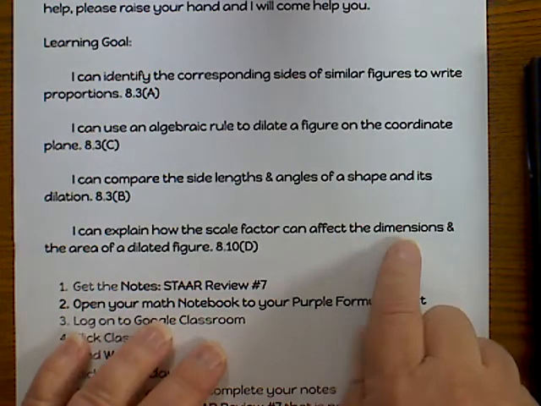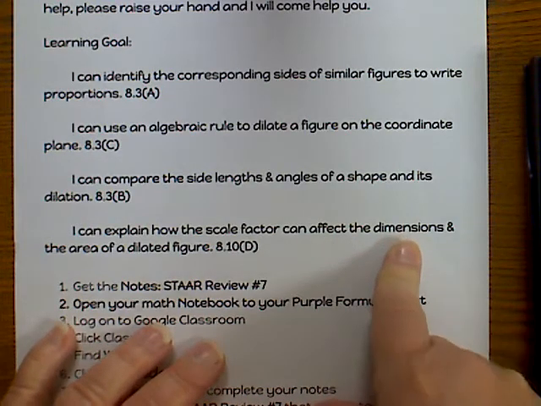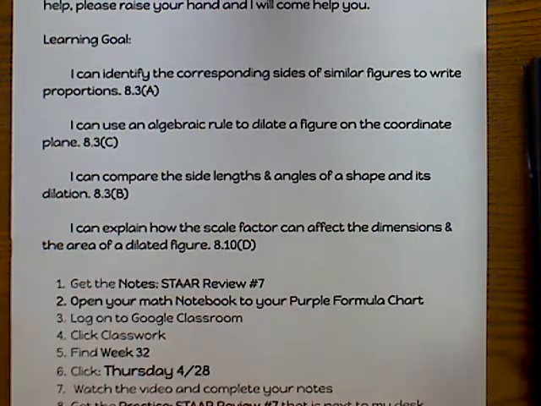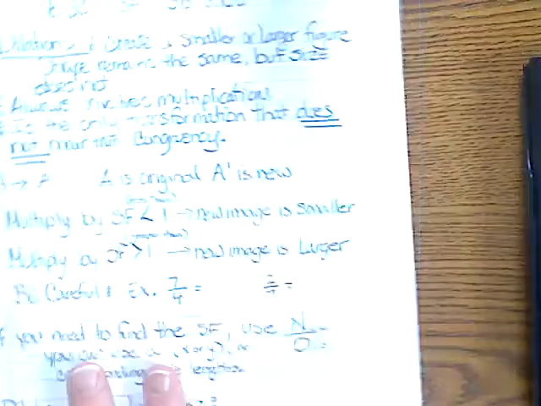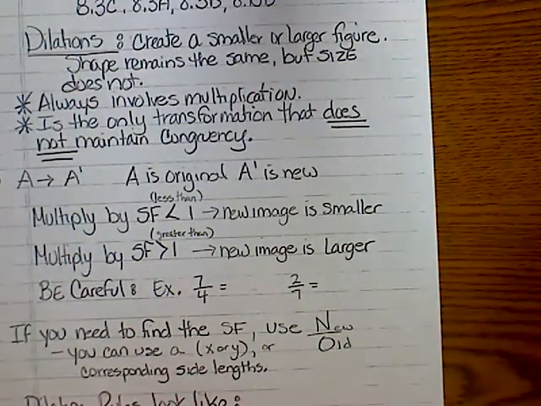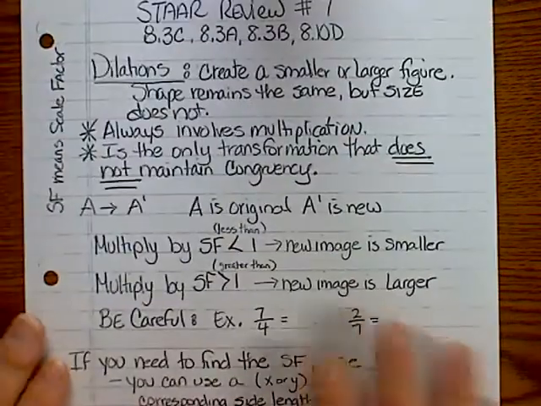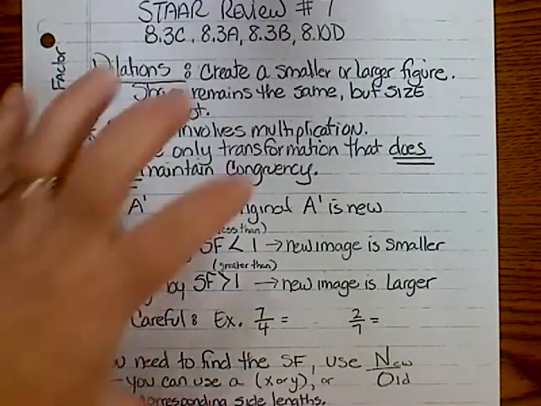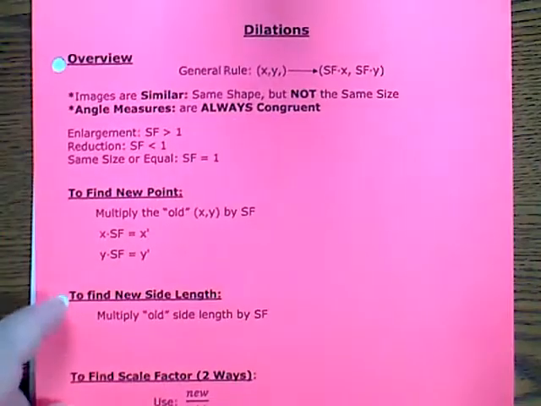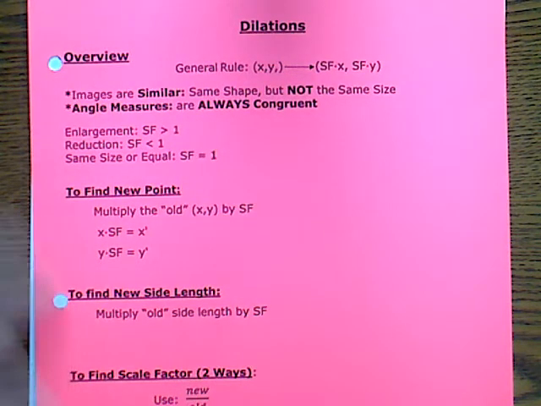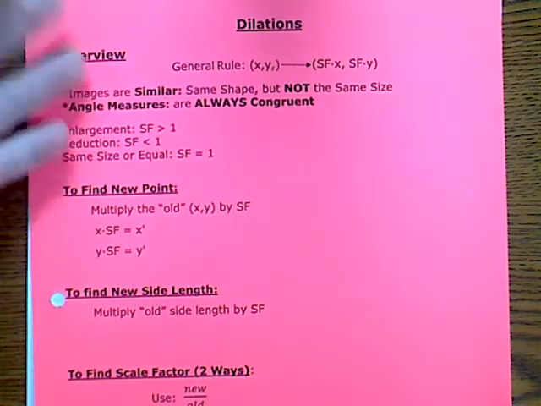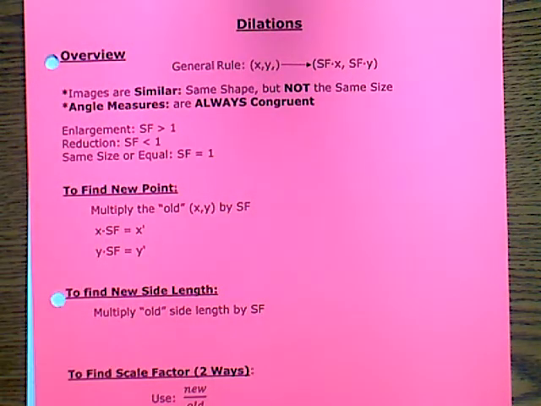And when I say affect the dimensions, I mean perimeter and area, okay? All right, those are our learning goals for today. We are on number 7, okay? So we're going through dilations. And essentially, this card goes over what we gave you on a pink card, a reference card, all right? And this is everything you ever wanted to know about dilations but were afraid to ask, okay?